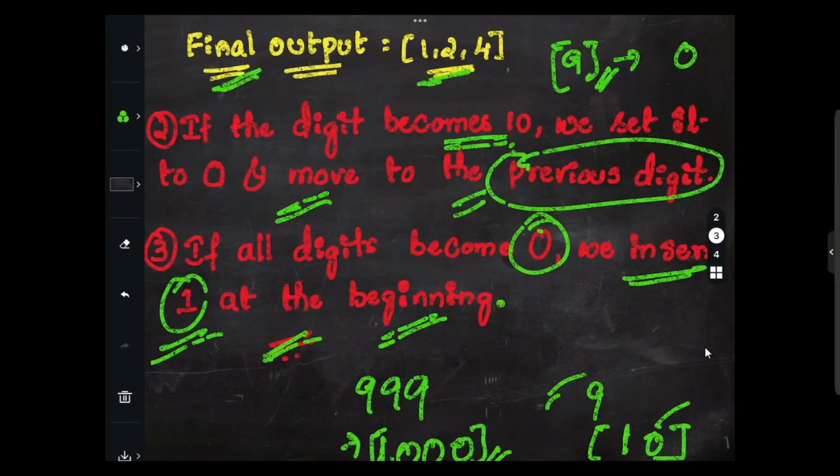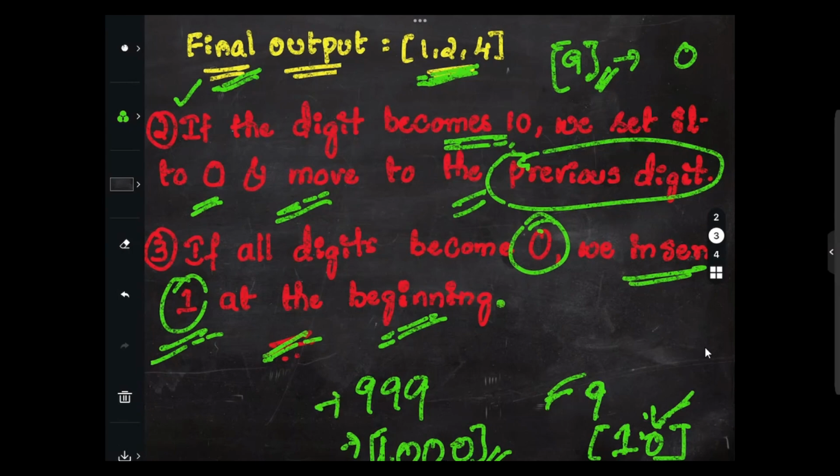So the final output we got here is 1, 2, 4. I hope this is completely clear. Two more edge cases that we need to consider here. If the digit becomes 10, then we will set it to 0 and we will move to the previous digit. In this case, we have only one digit. So we will consider 0 and we will append 1 at last.